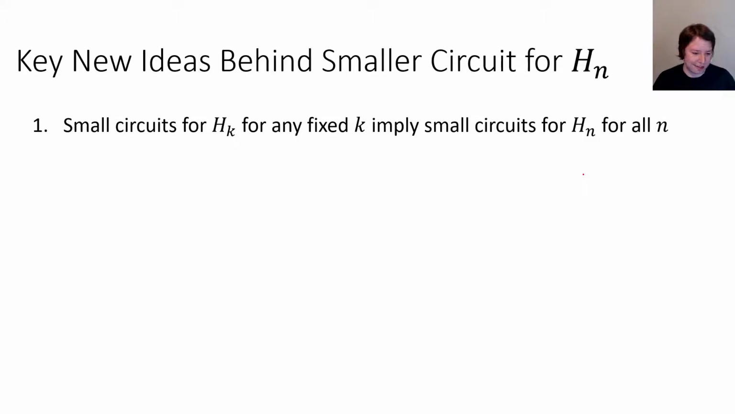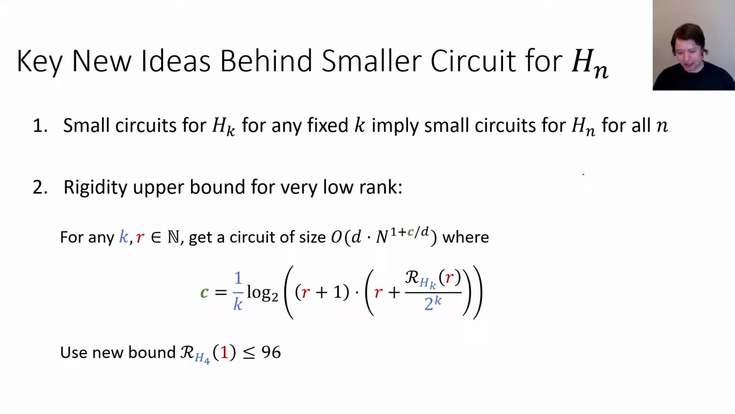So it suffices to pick a fixed number k, like we end up picking 4, and showing that if you have a small circuit for the kth Walsh-Hadamard transform, then you get small circuits for all increasingly big Walsh-Hadamard transforms as well. And this makes use of the Kronecker power definition of the Walsh-Hadamard transform. And then the second new idea is to use rigidity upper bounds to actually construct these small circuits for fixed matrices in the family.